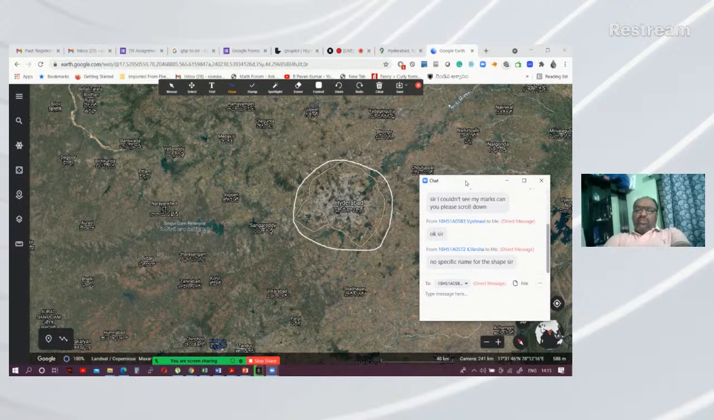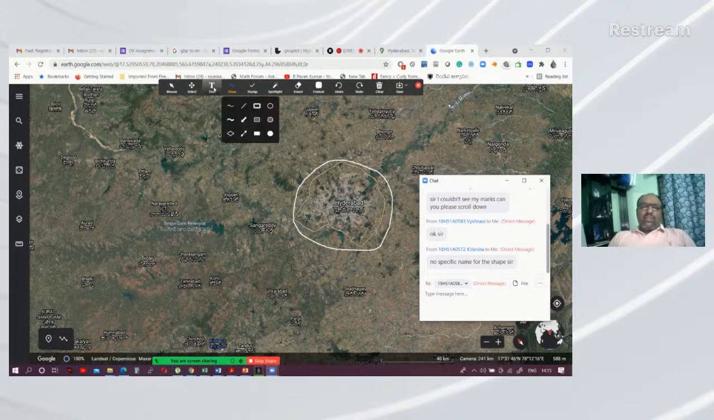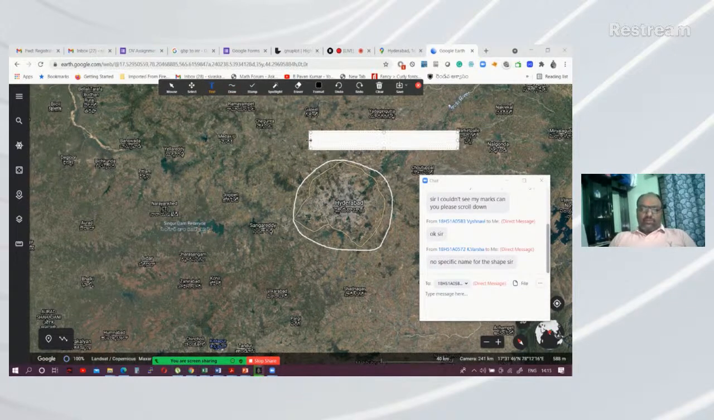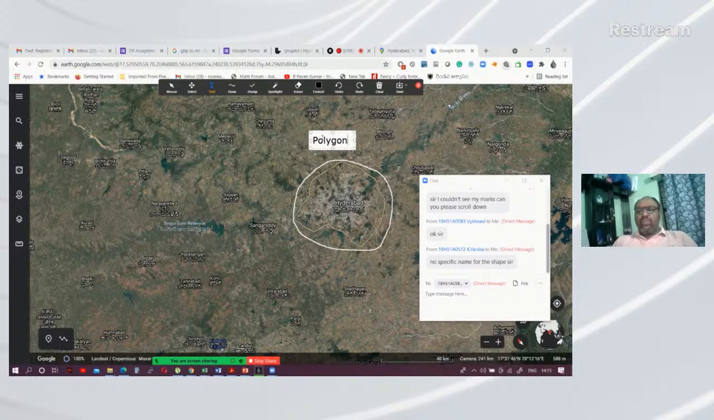Very good, Varsha. There is no specific name for the shape. Obviously, we call these shapes polygons. If it is a polygon, it has n number of vertices and n number of edges. So let us clear this.